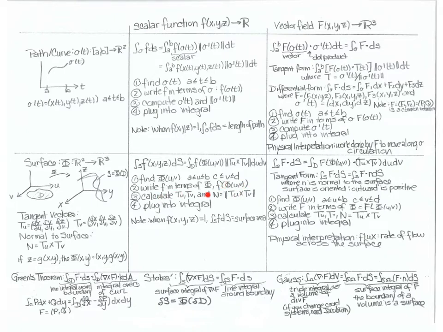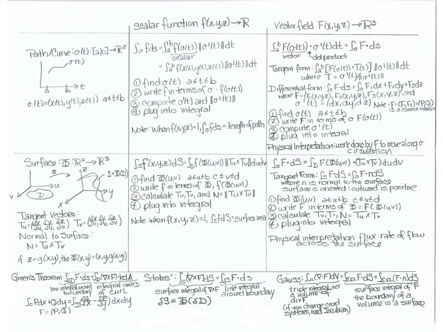Next, we calculate a sort of derivative. We calculate our tu and our tv, which again are our tangent vectors. And then we calculate our norm, which is the magnitude of tu cross tv. And then last, we can plug all of our components into our integral. Similar to our scalar function, when f of x, y, z equals 1, then our surface integral is equal to the surface area of our surface.